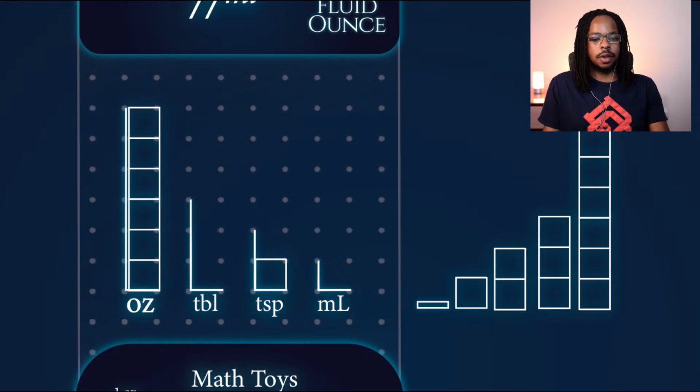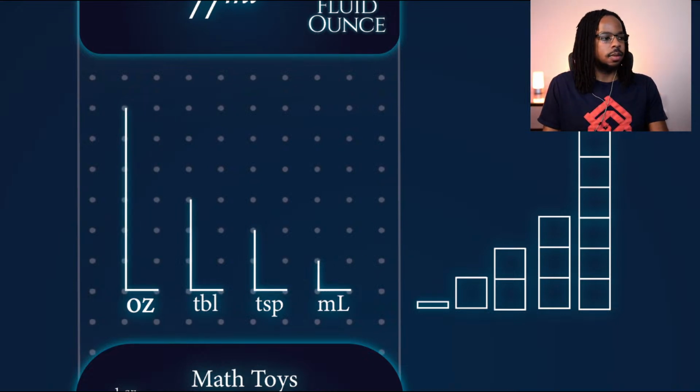Very good. Moving on, 5 milliliters. All right, for 5 milliliters, we just need a teaspoon. Excellent. Next up, 6 milliliters. 6 milliliters, we'll need another teaspoon and 1 milliliter. Very good. And 2 teaspoons.